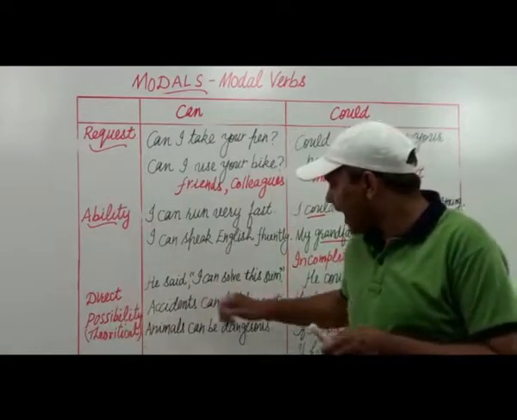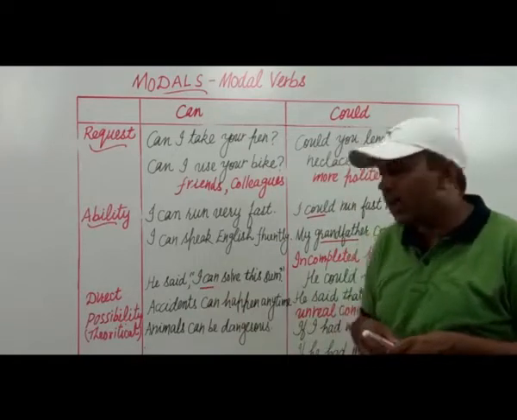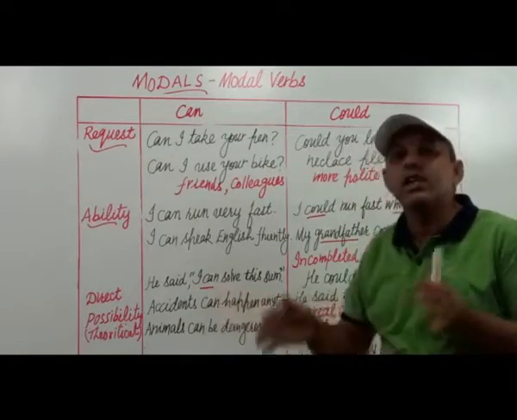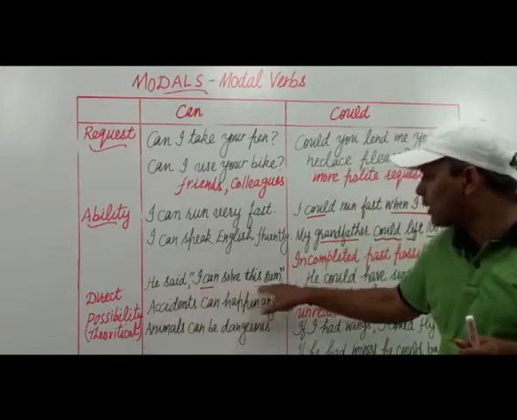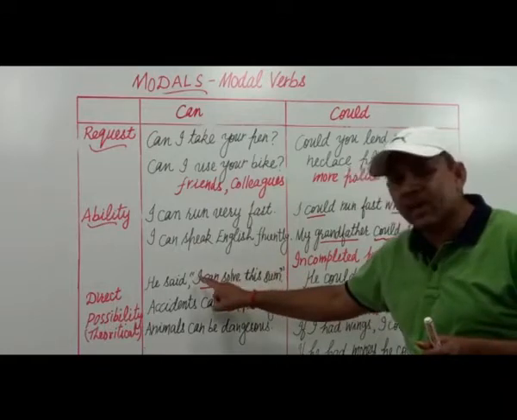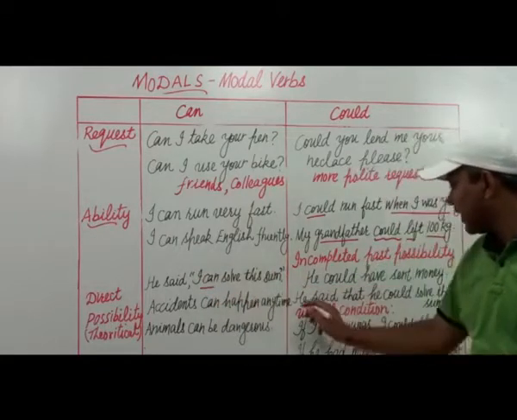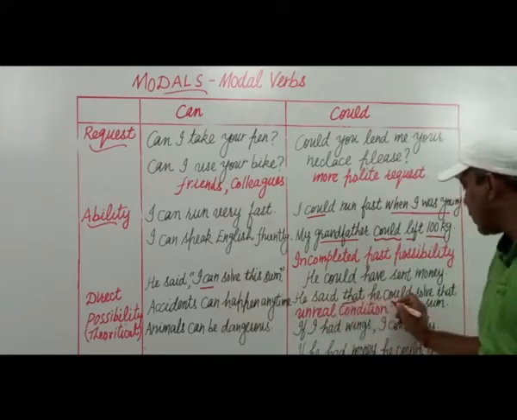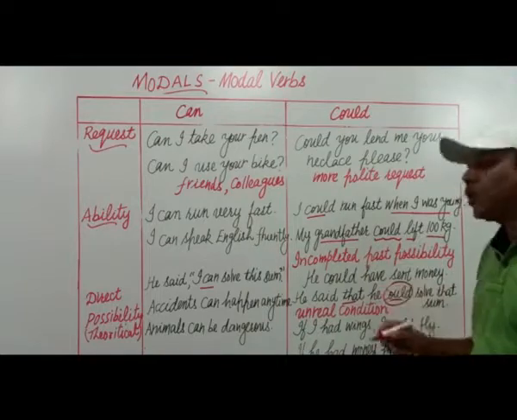If can is used as a modal verb, we use could to change it into indirect speech. For example, he said, "I can solve this sum." This reported speech is closed in inverted commas. To change it into indirect speech: he said that he could solve that sum. Can is changed into could.